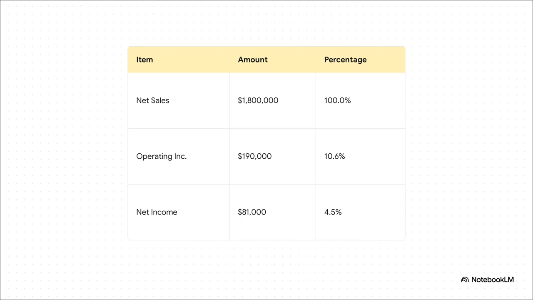The company still has to pay for other losses, interest on its debt, and income taxes. Once all of that has paid out, the final net income is just $81,000. Divide that 81 grand by the 1.8 million in net sales, and we get a net profit margin of 4.5%.